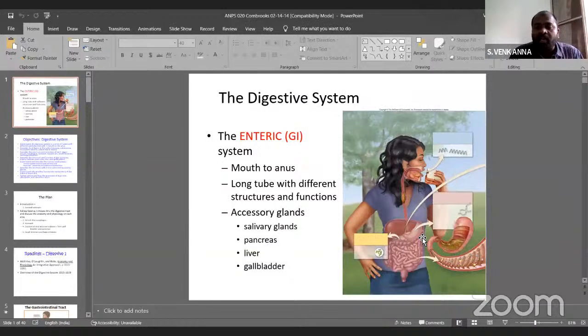So these are the internal glands: salivary glands, pancreas, liver, gallbladder. These are the accessory glands. Their functions will be started from mouth to anus. So, next slide.